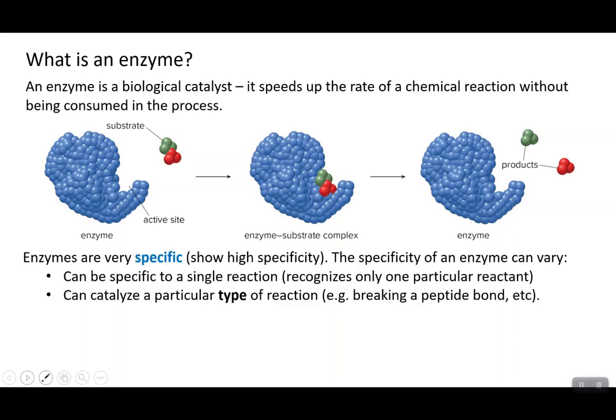Enzymes have a few other features that are important for their function. So enzymes are said to be very specific, or that they show high specificity. What this means is that the enzyme can recognize a specific substrate, so it can be very specific to just a single reaction, meaning there's only a particular substrate that it will recognize and bind to the active site, or enzymes can catalyze a particular type of reaction, meaning the substrates can look a little bit different from each other, but they will always carry out the same peptide bond cleavage, for example. Okay, so that would be an enzyme participating in a class of reactions.